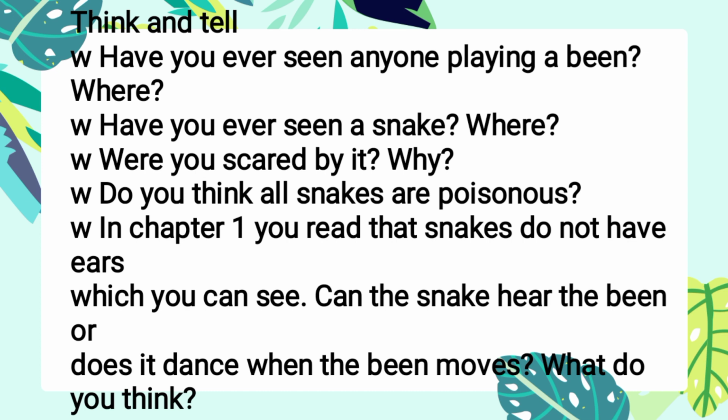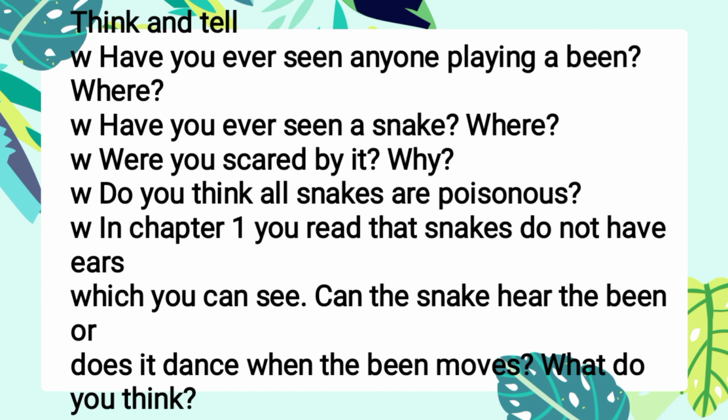Have you ever seen a snake? Where? Yes, we have seen a snake. It might be in the garden of a house or somewhere on the road when we are traveling. Were you scared by it, and why? It is obvious that we get scared of snakes, thinking that they are poisonous. Do you think all snakes are poisonous? Yes, because some little bit of poison is present in a snake, which is harmful for us.